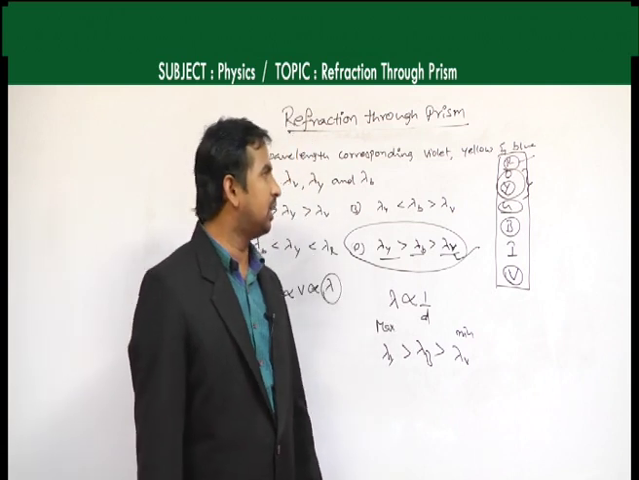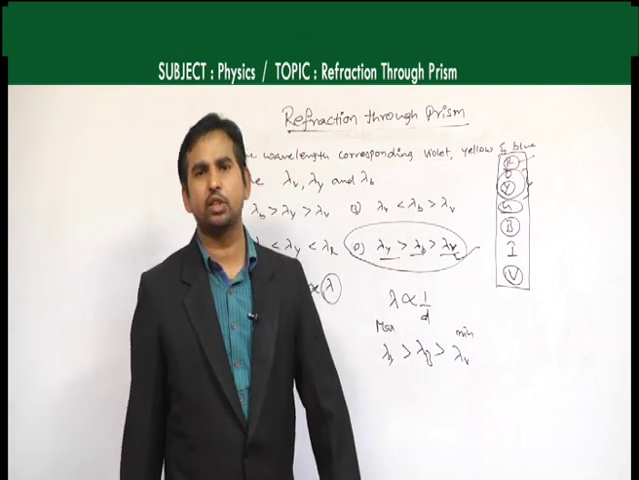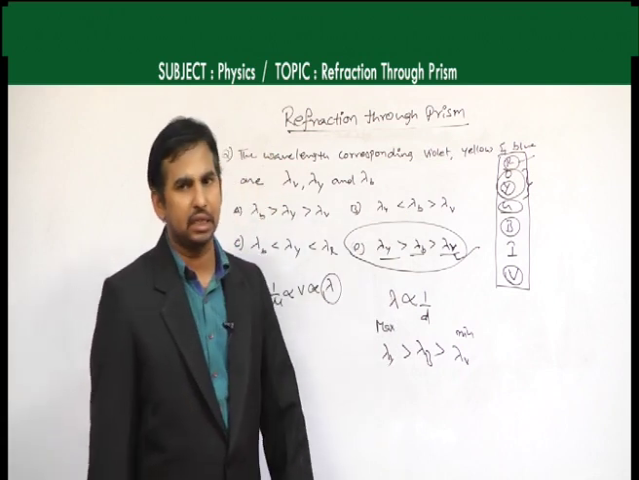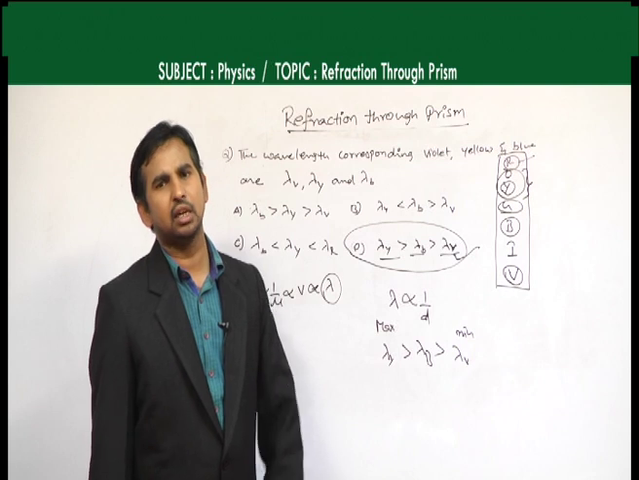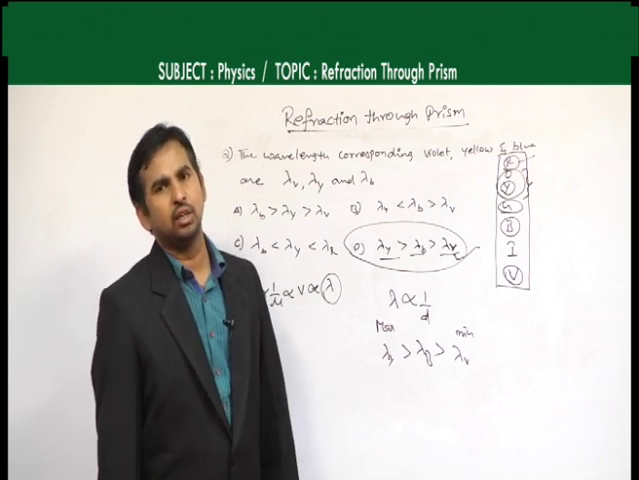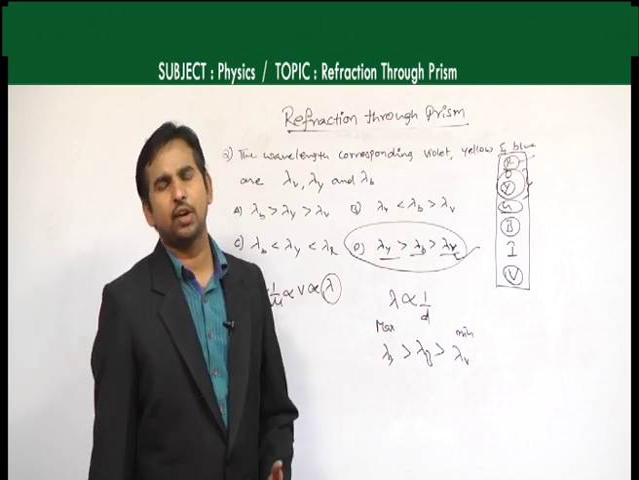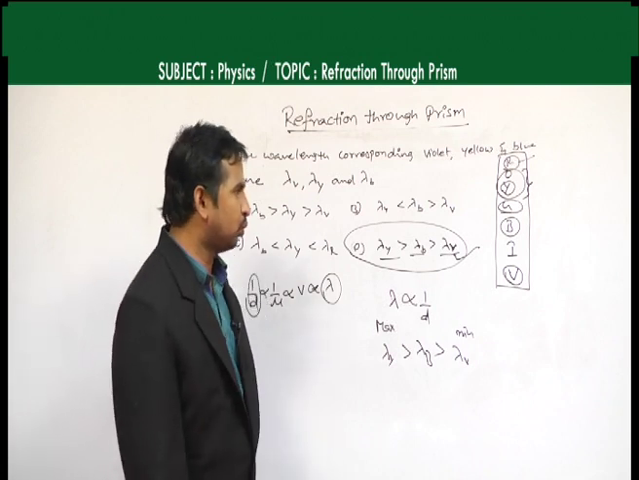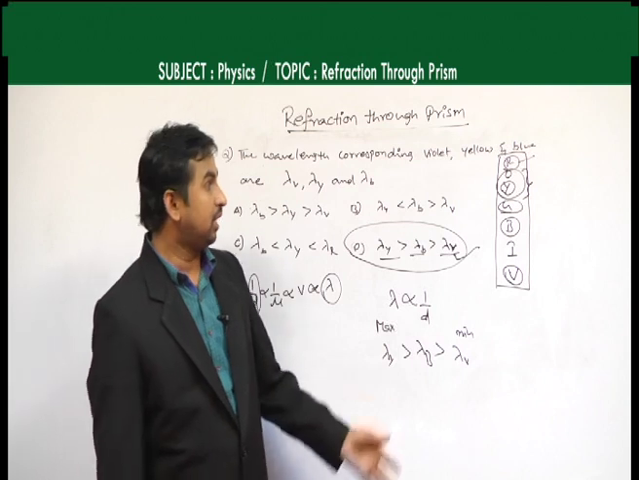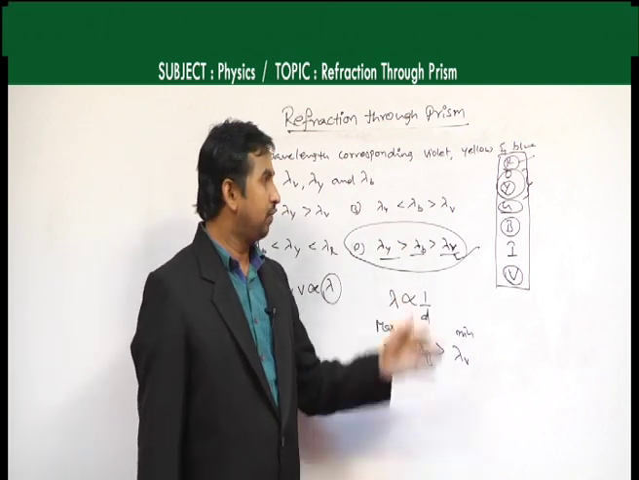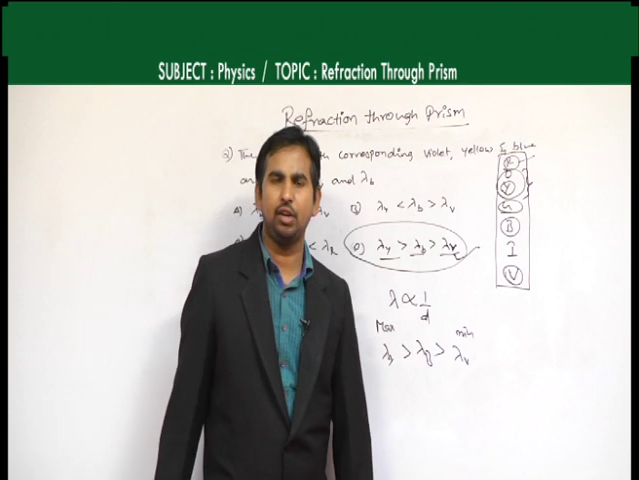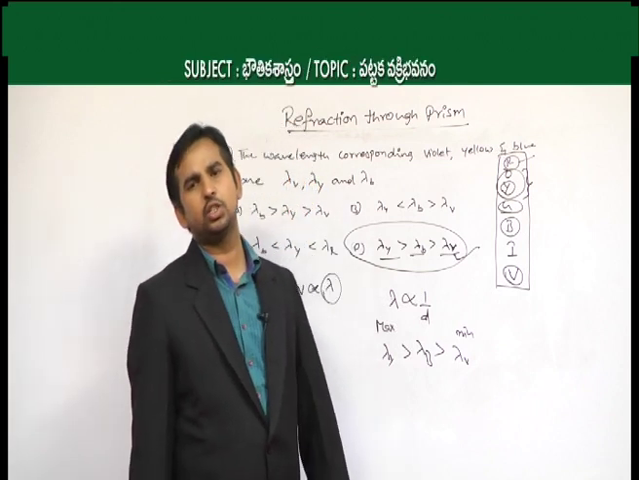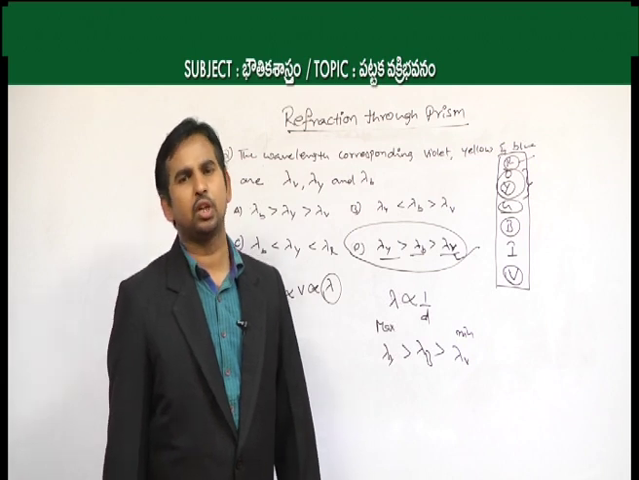So, if you keep the glass slab on these different colors, red, yellow, and green, the red color has less refractive index, as its wavelength is more and its velocity is more. For that reason it appears to be at less depth, whereas in the case of green color, more deviation is present. As more deviation is present, it appears to be at more height.